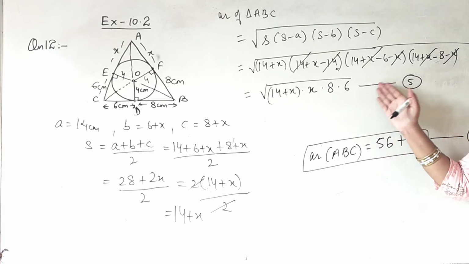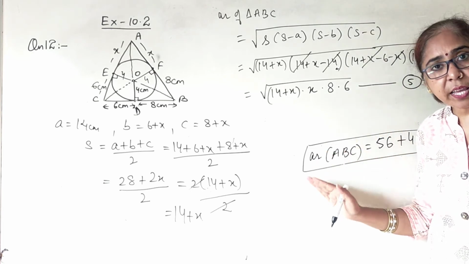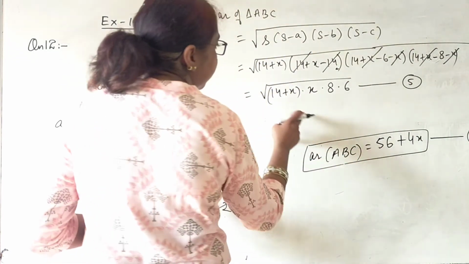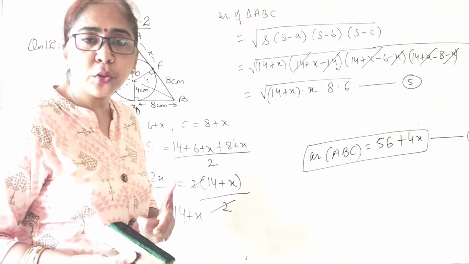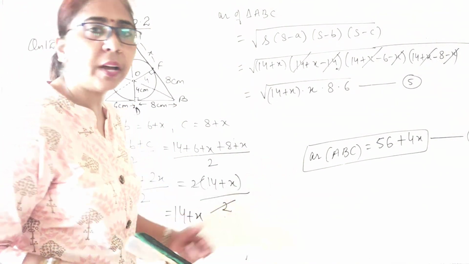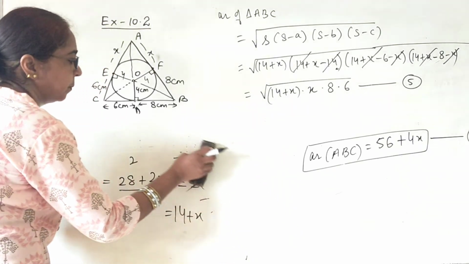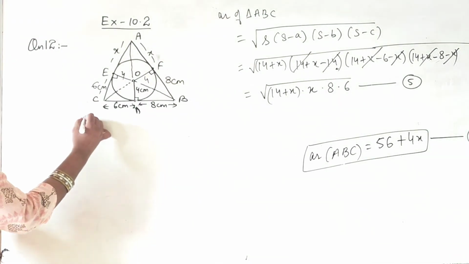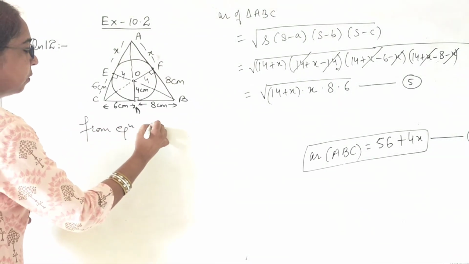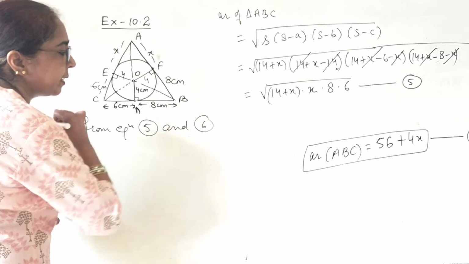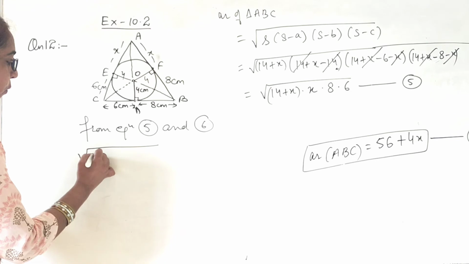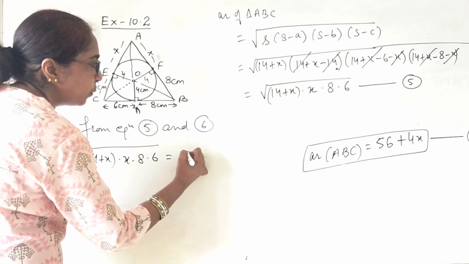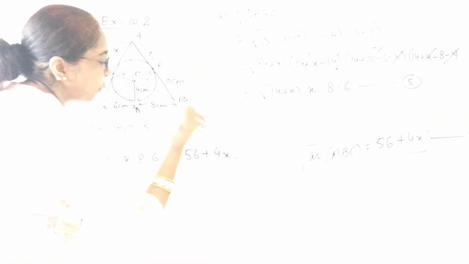But both are the areas of triangle ABC, so they must be equal. So what I am going to do now is put them equal. So I will get an equation for x and then I will solve it and get the value of x. So from equation 5 and 6, under root of 14 plus x into 8 into 6 is equal to 56 plus 4x.